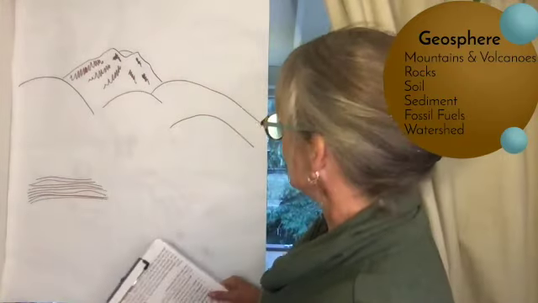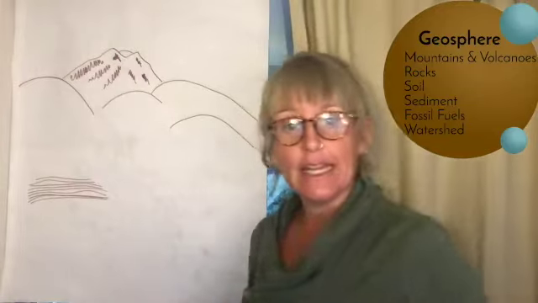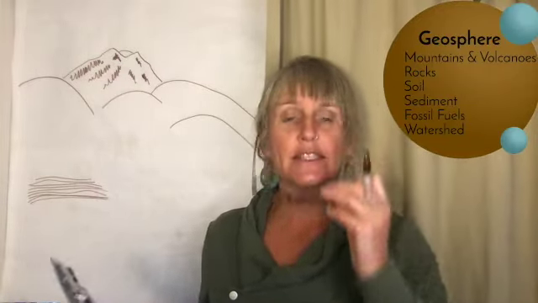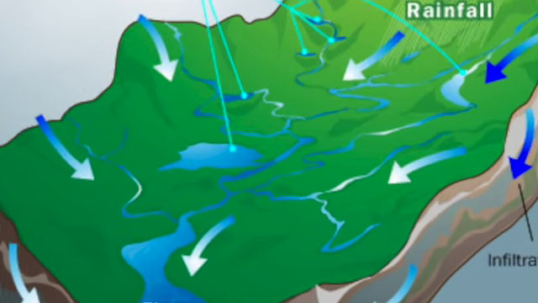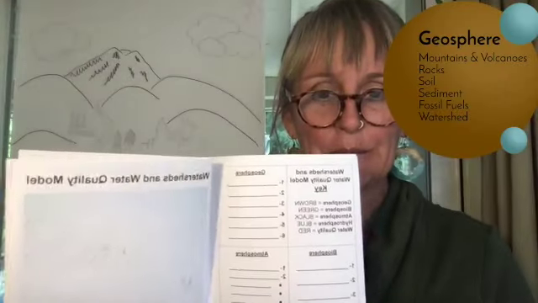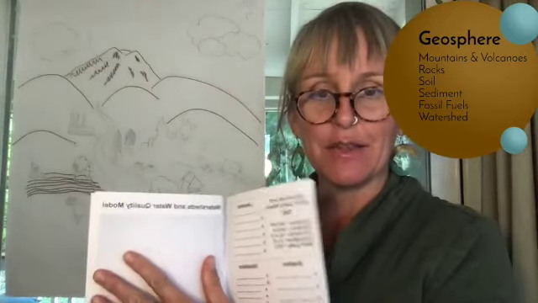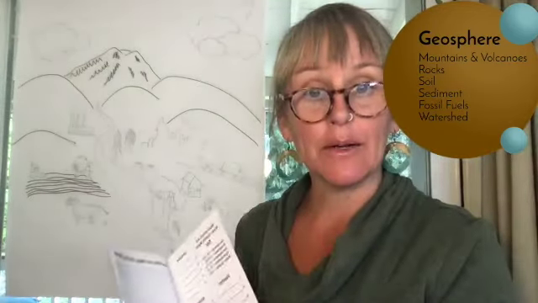And this portion of the geosphere that we have outlined here today is a watershed. A watershed is all of the land area that drains into one common body of water. Now check your workbook, make sure you have the vocabulary terms for geosphere written here and the parts of the geosphere outlined in brown on your drawing.